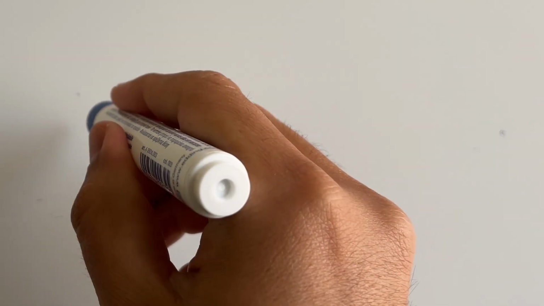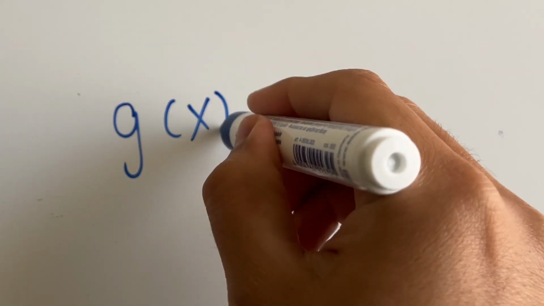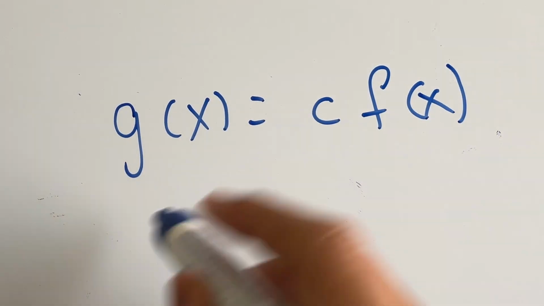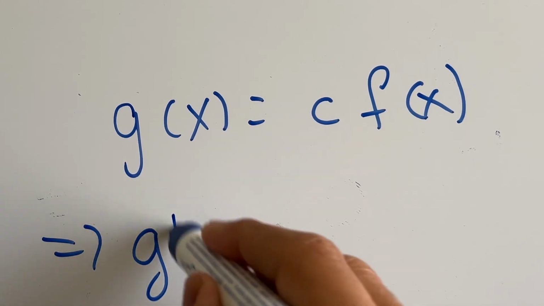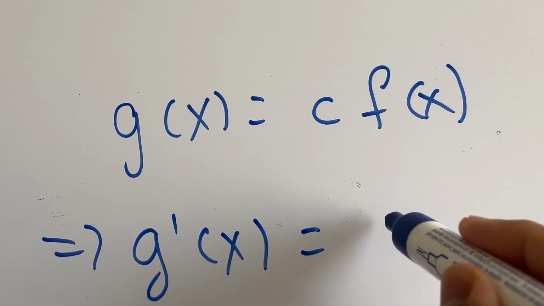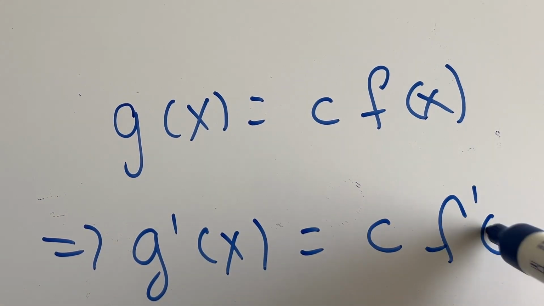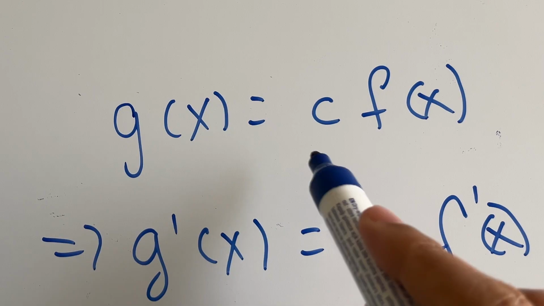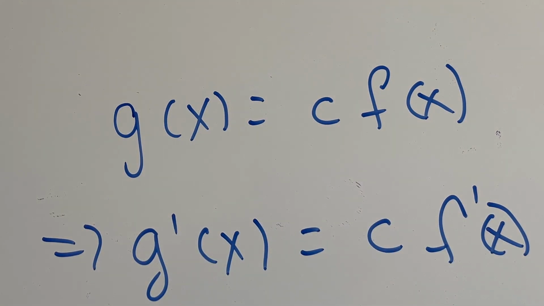The next rule is called the constant multiple rule, and it tells me that if a function g of x is a constant multiplying a function f of x, then the derivative of the function g is c times the derivative of f. So that means that the constant doesn't affect the derivative, so you just calculate the derivative of the original function and ignore the number that is in front of it. Ignore the coefficient.